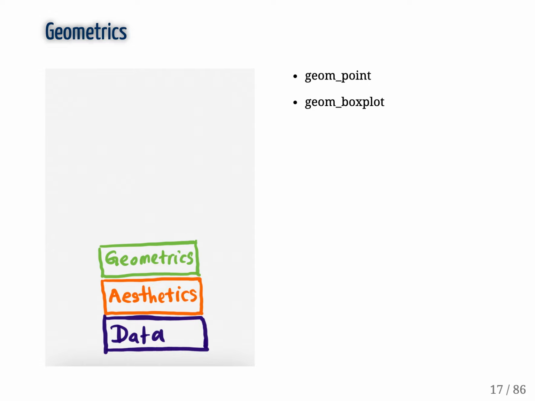Next layer is geometrics. This tells how data should appear in the plot. Geometric objects are the actual marks we put on a plot. There are different kinds of geometrics: points, lines, box plots, densities, histograms, and a lot more. Based on the values given in the aesthetics mappings, this layer's geometry will draw the plot. Their mapping requirements differ.